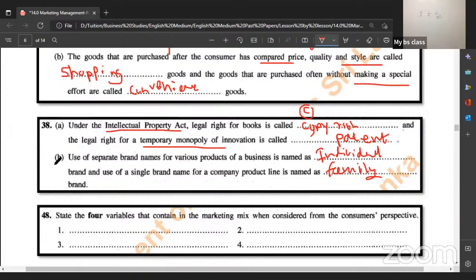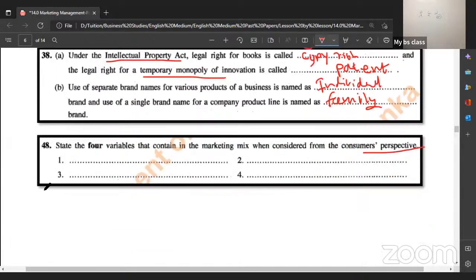Question number 48. State 4 variables that are contained in the marketing mix when considering the consumer's perspective. Consumer needs and wants, cost, convenience, and communications, whereas we write the 4 C's here. 4 C's.